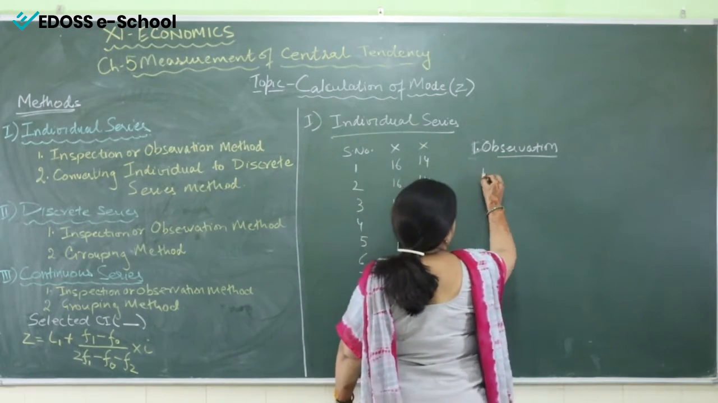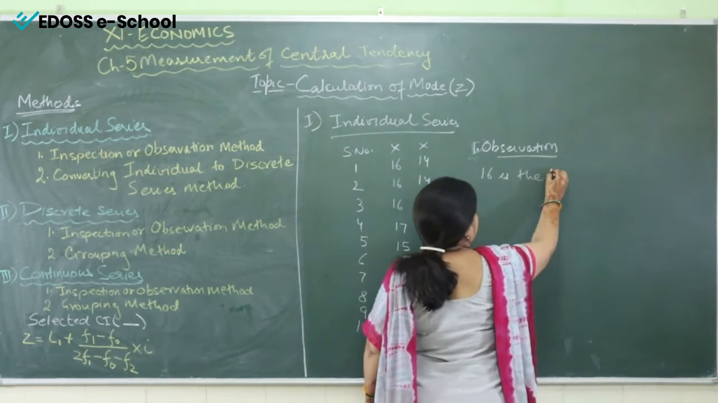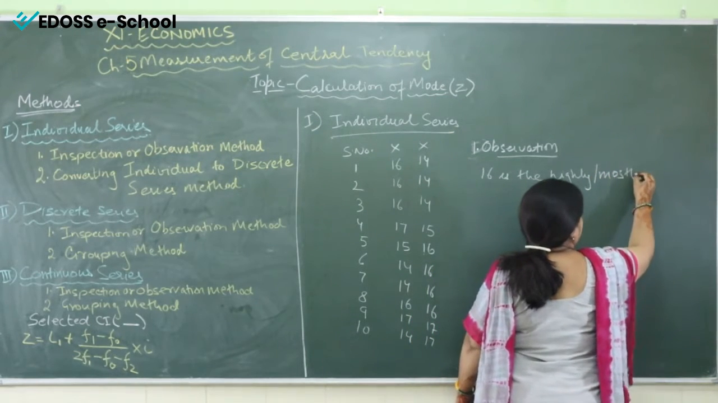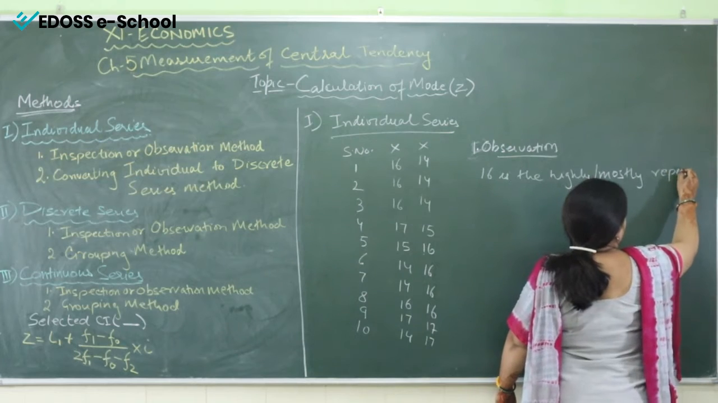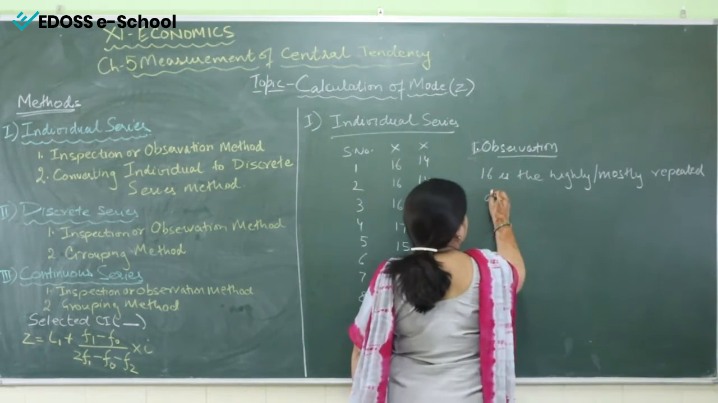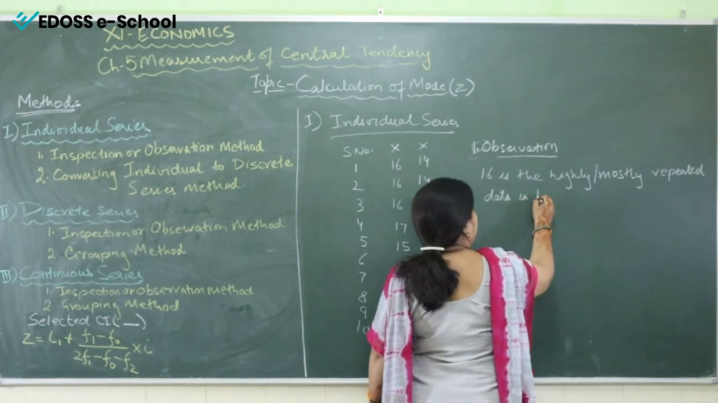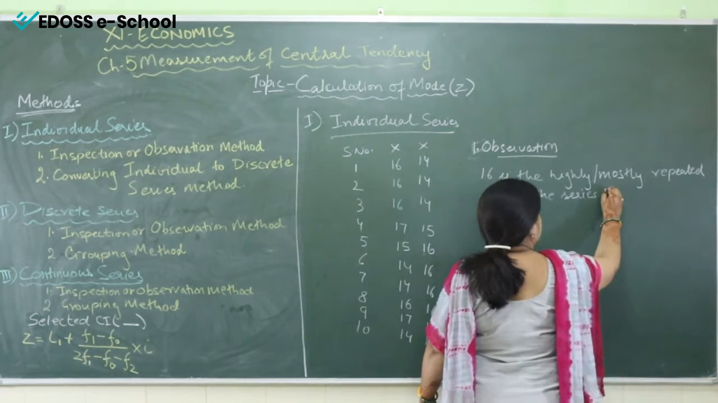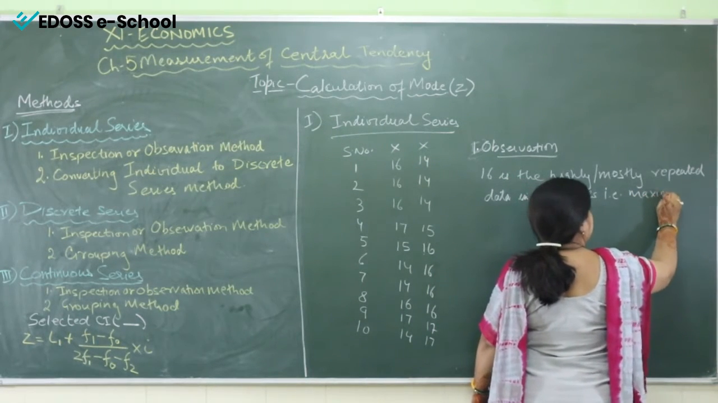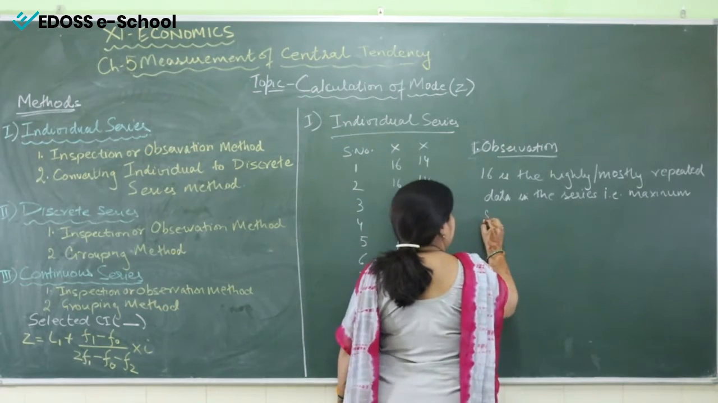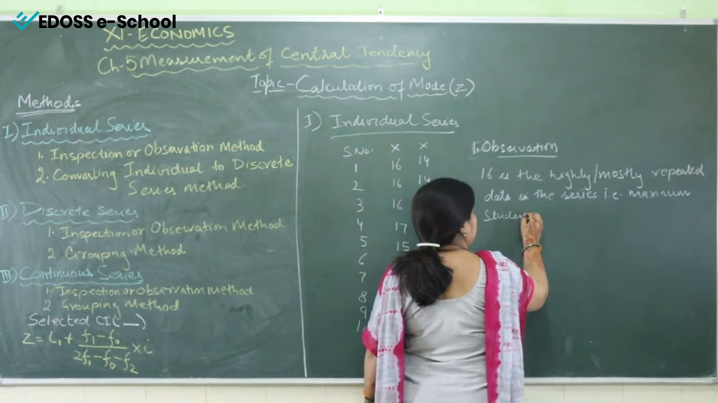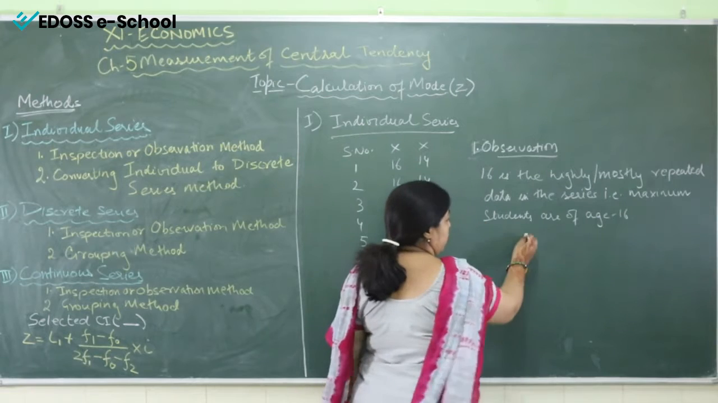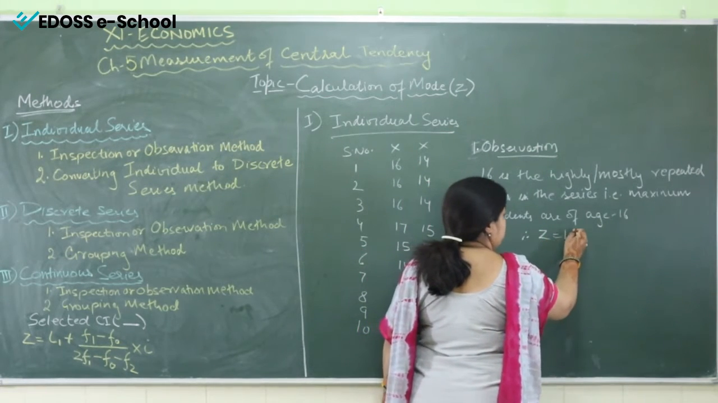The answer will be: 16 is the highly or mostly repeated data in the series, that is maximum students are of age 16. Therefore, mode is equal to 16.